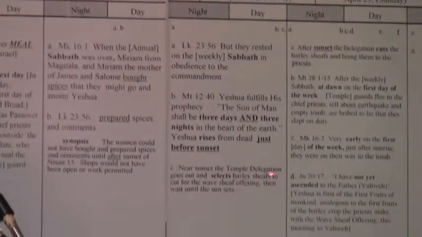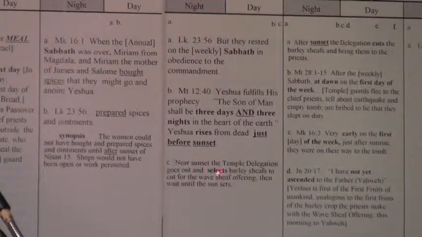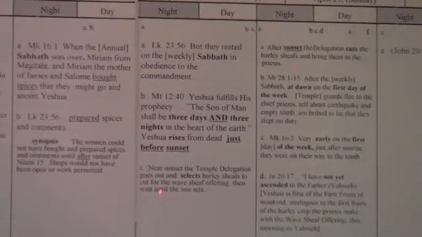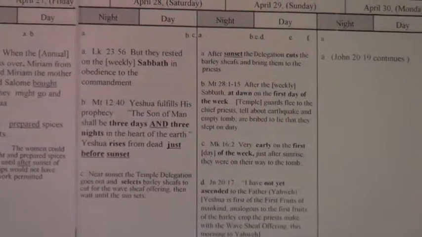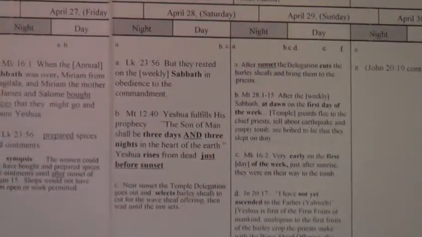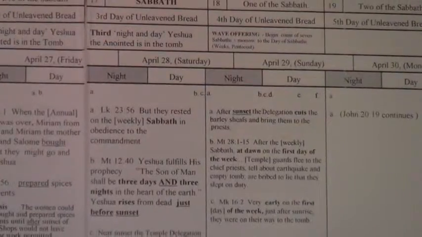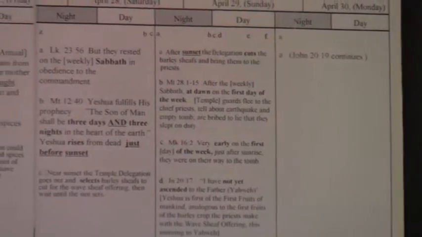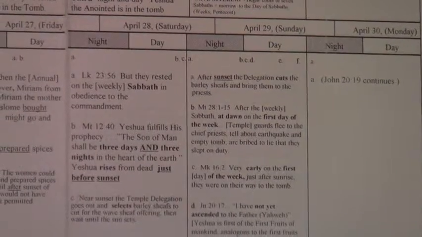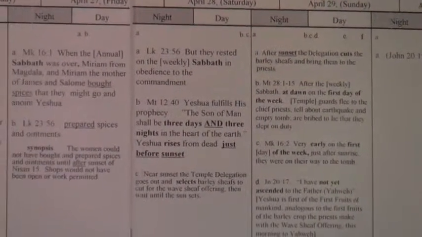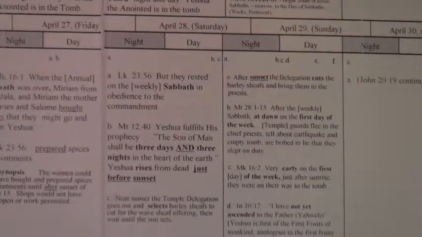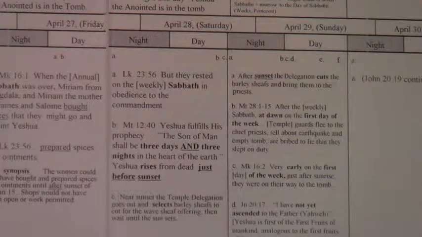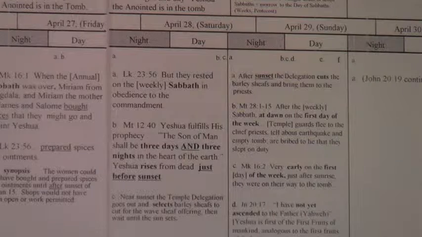Near sunset, the temple delegation goes out and selects the barley sheaf to cut for the wave sheaf offering, then waits until the sun sets. They selected the sheaves, but did not cut them. Why? Because it's the Sabbath, and cutting them would have been work. They stood there till the sun went down. Then they cut them with a sickle, and they brought them to the priest, even if it was darkness.